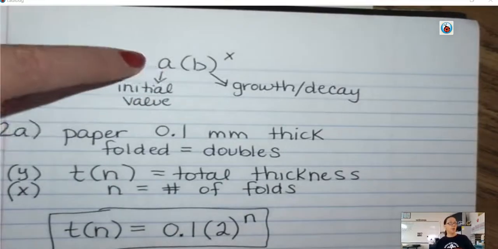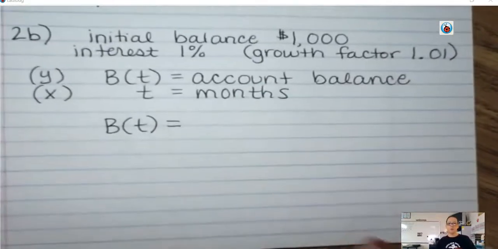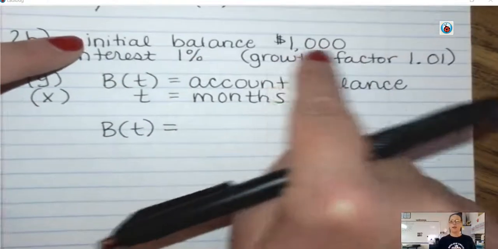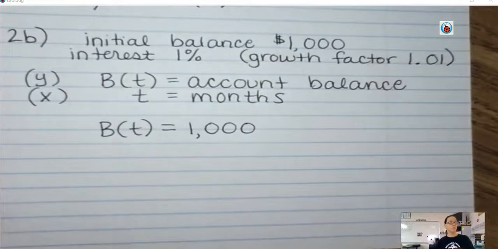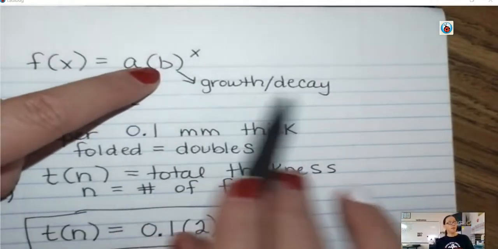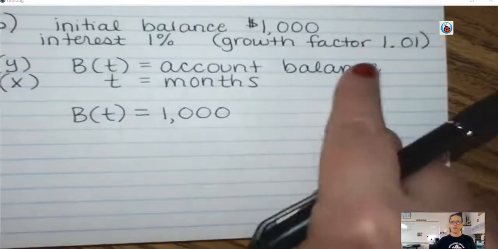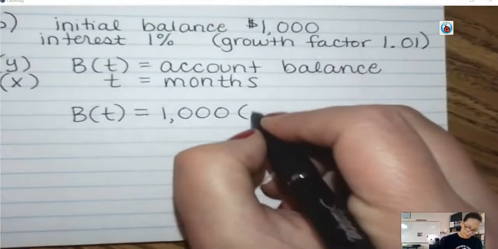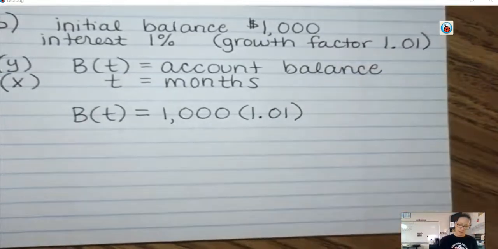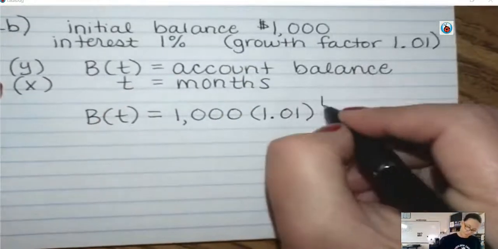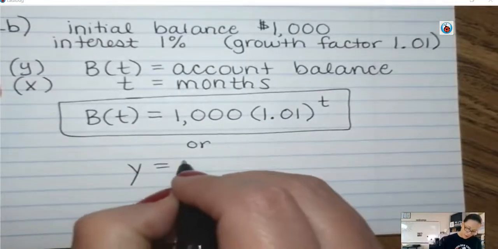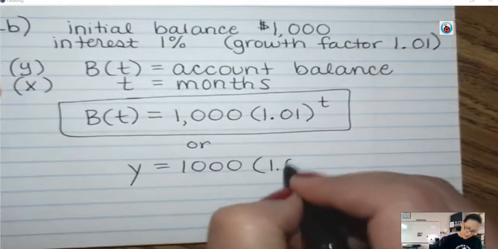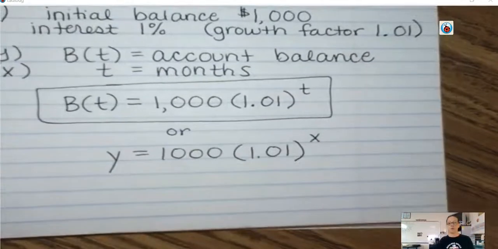when we write the equation, we start with what's the initial value. So the initial amount that's in the account is $1,000. So put 1,000 first. The next number, the B, is the growth or the decay, and it tells us the growth factor is 1.01. And then instead of using an X, they want us to use T. And there's your equation. Or you can write it Y equals 1,000 times 0.01 to the X power. I'm good with either one.